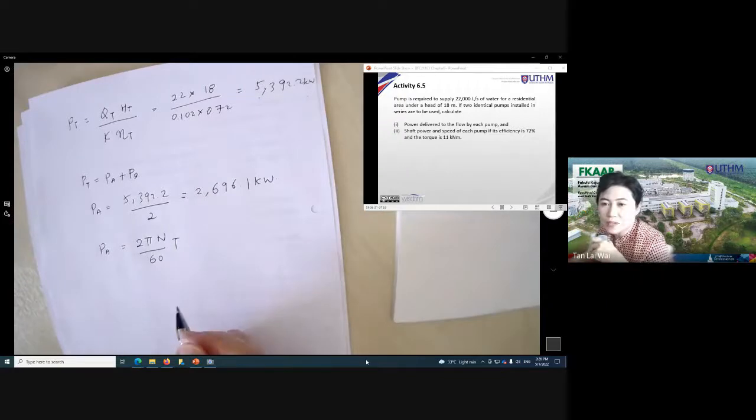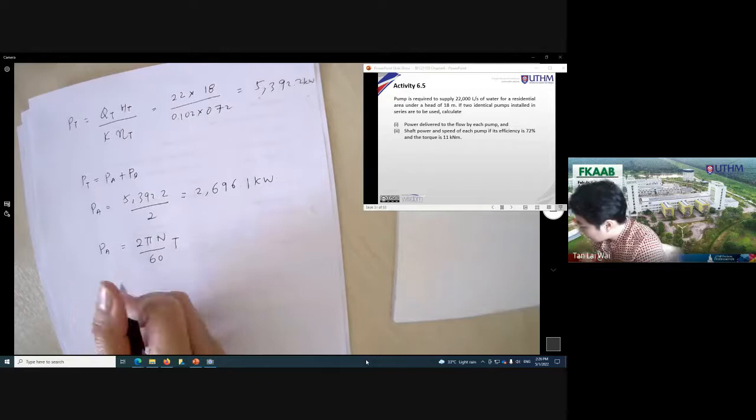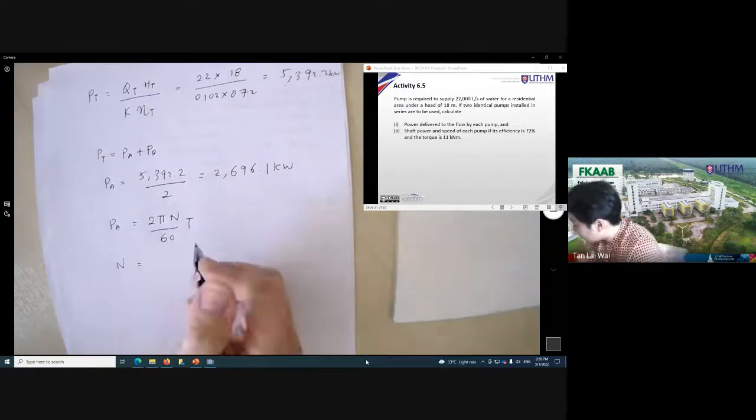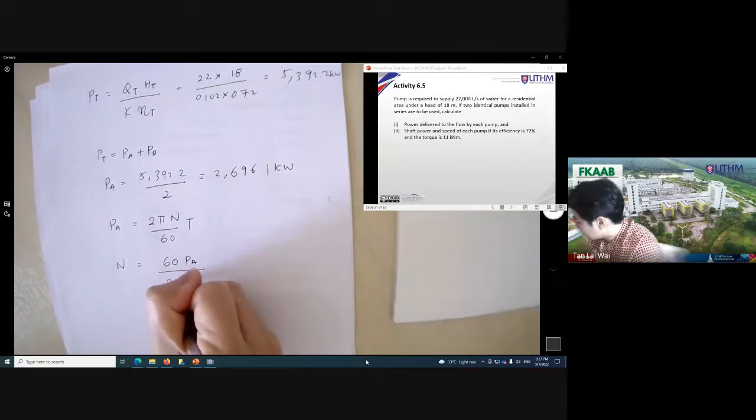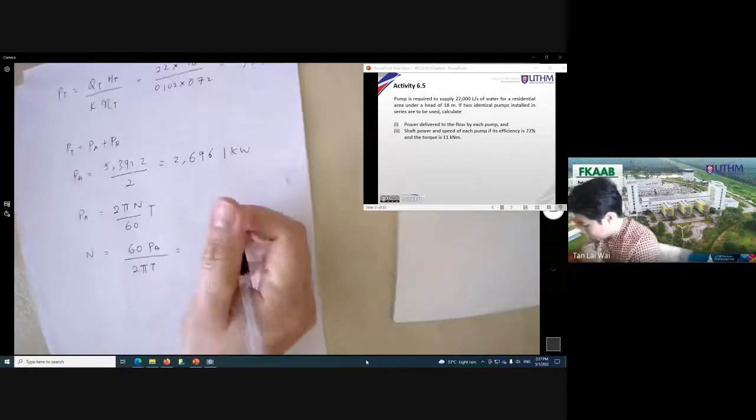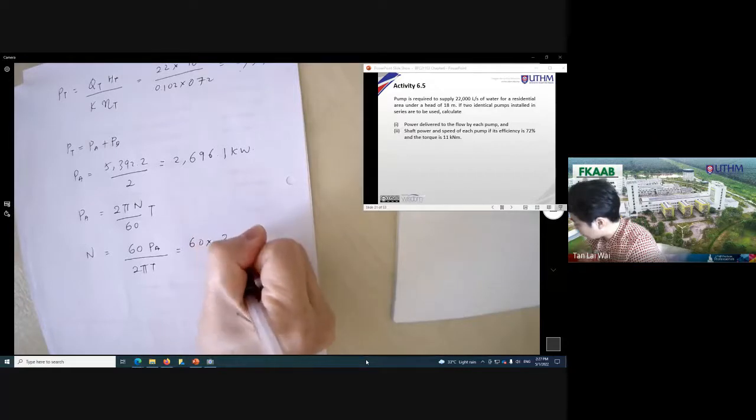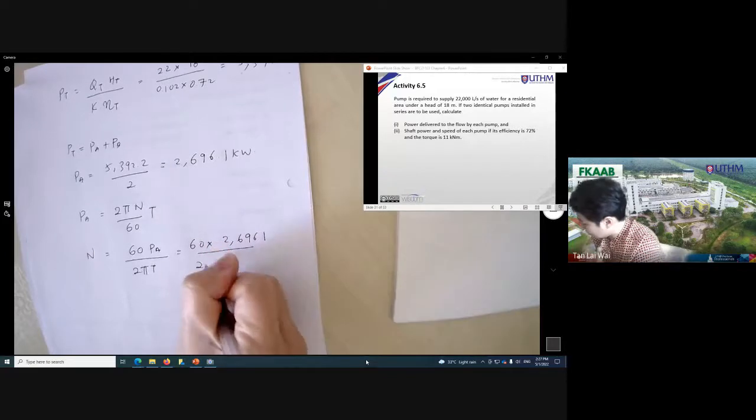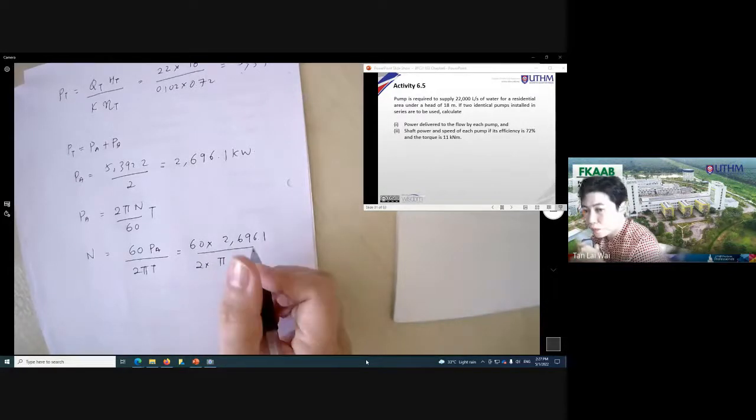Your speed, because the torque is provided, which is 11 kilonewton meter. So for the speed, you are going to rearrange this formula. This would be 11.